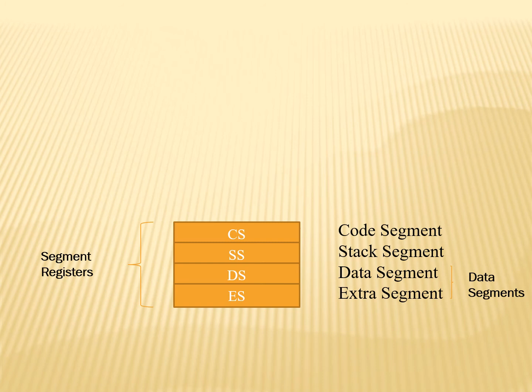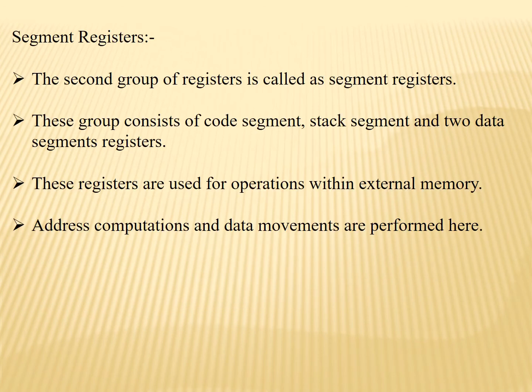Now, the code segment is used to store the instructions, that is the mnemonics. The data segment is used to store the data. The stack segment is used for stack related operations, and lastly we have the extra segment. So these are the segment registers. They play a very important role when we are working with external memory. All address computations and data movements take place in the segment registers.